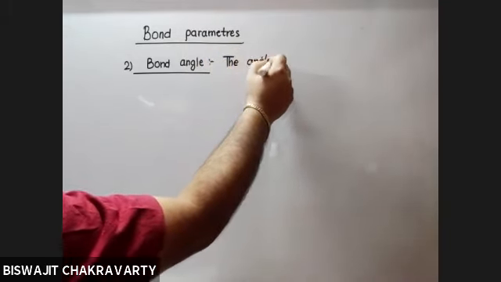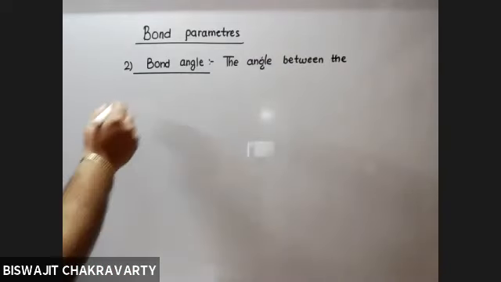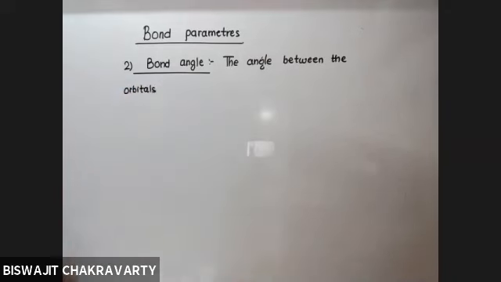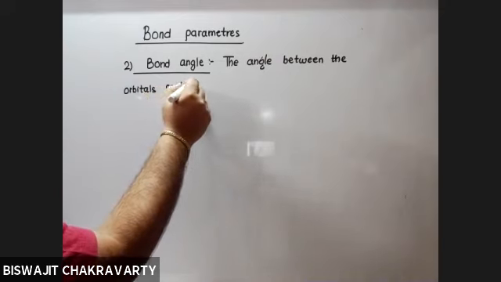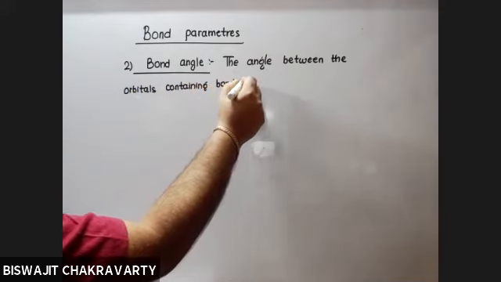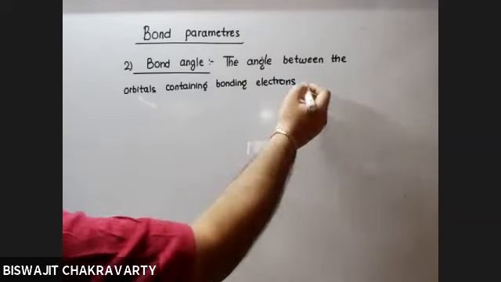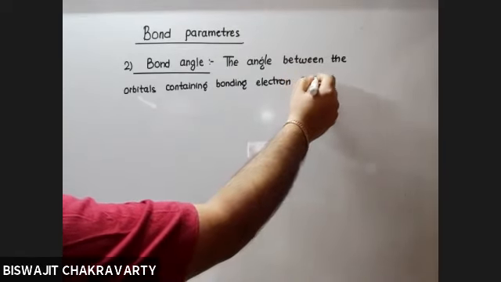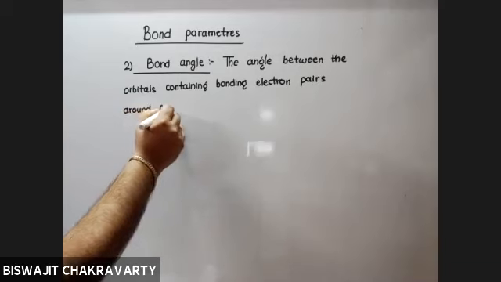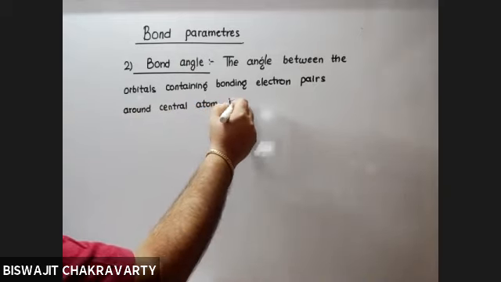The angle between the orbitals containing bonding electrons, bonding electron pairs, around the central atom in a molecule.